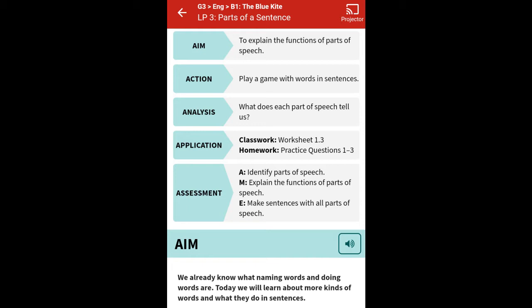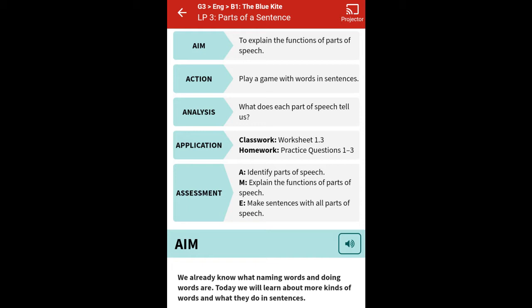There is a simple activity which you can play. Now, for this activity, when we come to the online class, that time I will explain to you, and that time we'll play this activity also. Okay, so moving forward, we'll see the next one. What does each part of speech tell us?